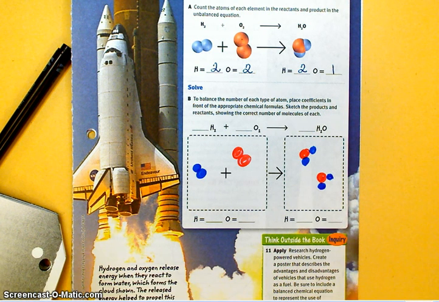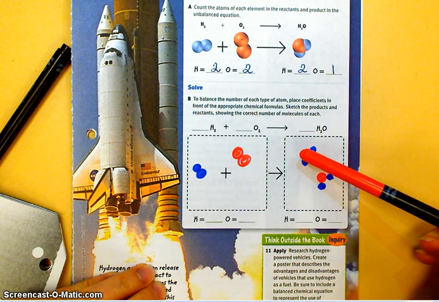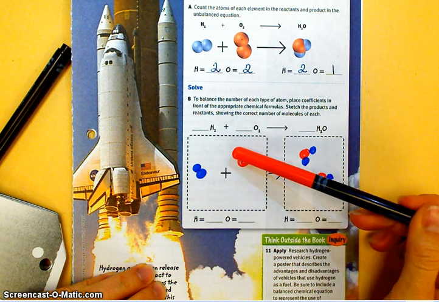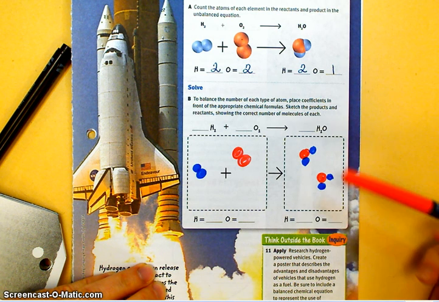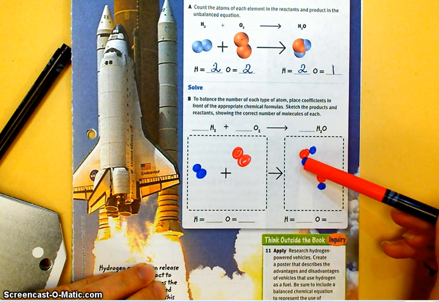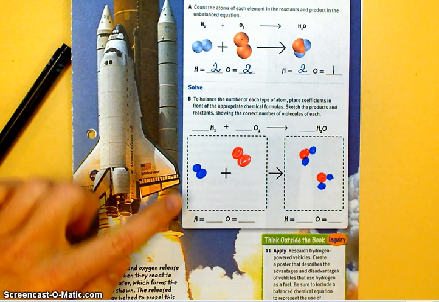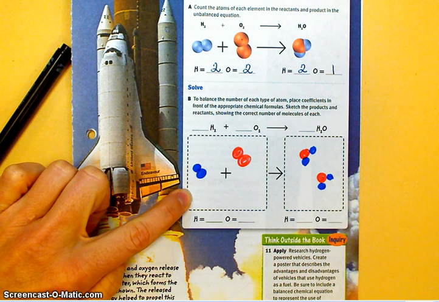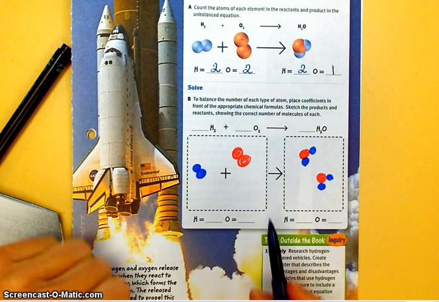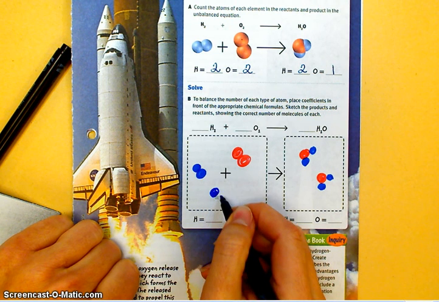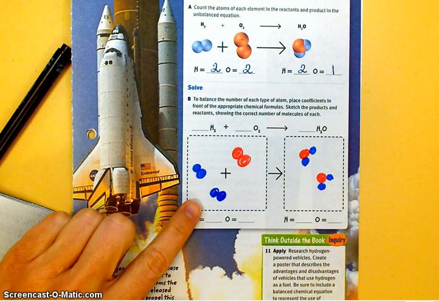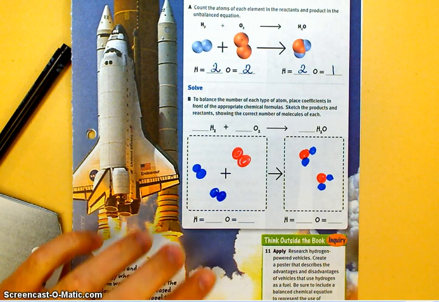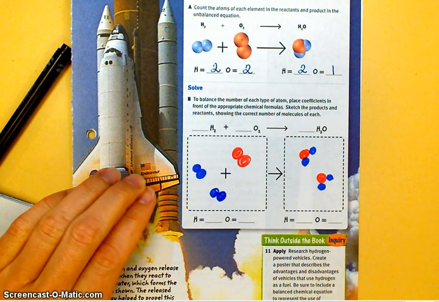Well, when I do that, I notice that my oxygens are balanced now. I have 2 on the reactant side and 2 on the product side. But now I notice on the product side, I have 1, 2, 3, 4 hydrogens, and I only have 2 over here. Again, I can only balance by adding whole molecules. So I'm going to go back to the reactant side and add a whole molecule of hydrogen. And once I do that, the law of conservation of mass is observed.